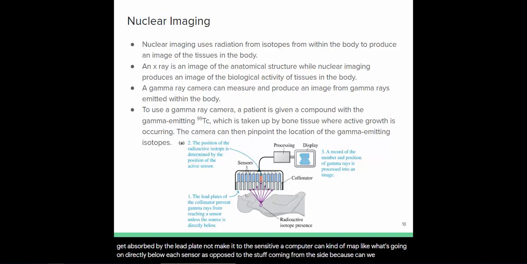Can we predict what direction these photons are going? No. But by putting something like this collimator in the way, we can narrow the angle to being pretty straight. And so the sensors will notice when they get that much energy, and they'll report that to the computer, and the computer draws a map saying, okay, we're getting a lot of activity here and there, and not so much in these other areas. Does that make sense?